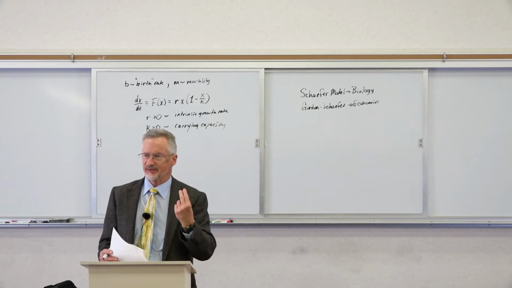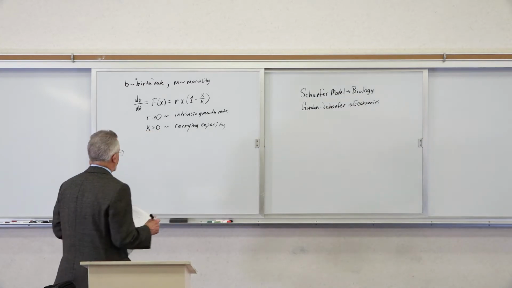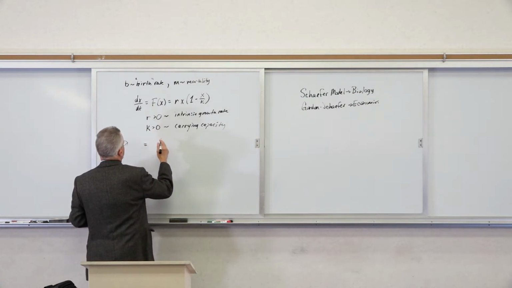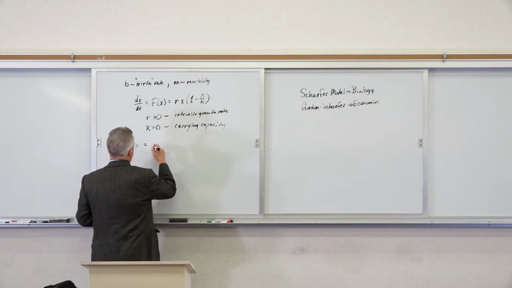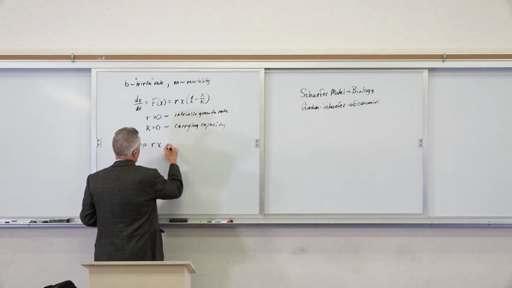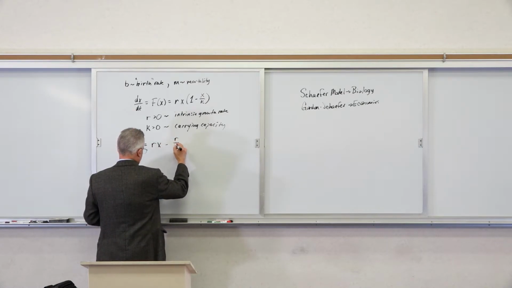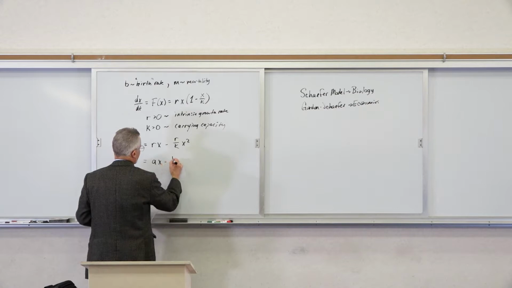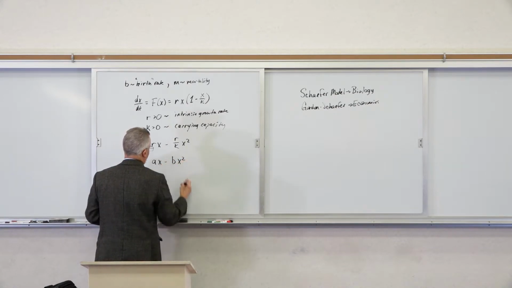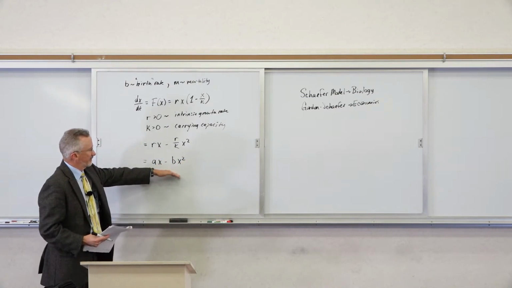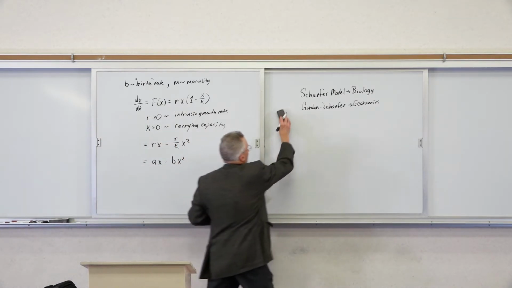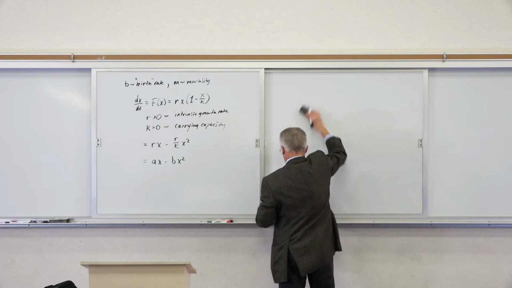So we can rewrite this thing, and what do we get? That means that f of x is equal to rx minus (r over k)x squared, and we could just say it's ax minus bx squared. It takes this quadratic form. Great, that's really easy, simple to graph. And let's look at what that does.